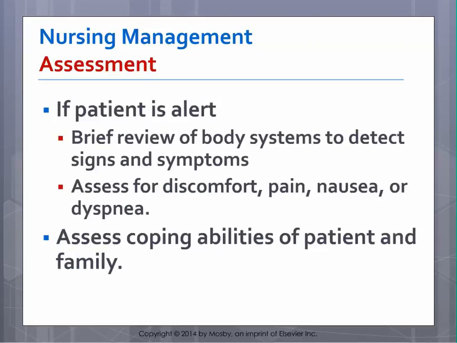If the patient's alert, briefly review the body systems to detect signs and symptoms, and assess for discomfort, pain, nausea, and dyspnea. Assess coping abilities of the patient and family. Promptly address any discomfort, evaluate and manage comorbid healthcare problems, and gather information about the abilities, intake, rest, and general response to the terminal illness and its prognosis. Determine the family's ability to manage and cope with the needed care and consequences of the illness.